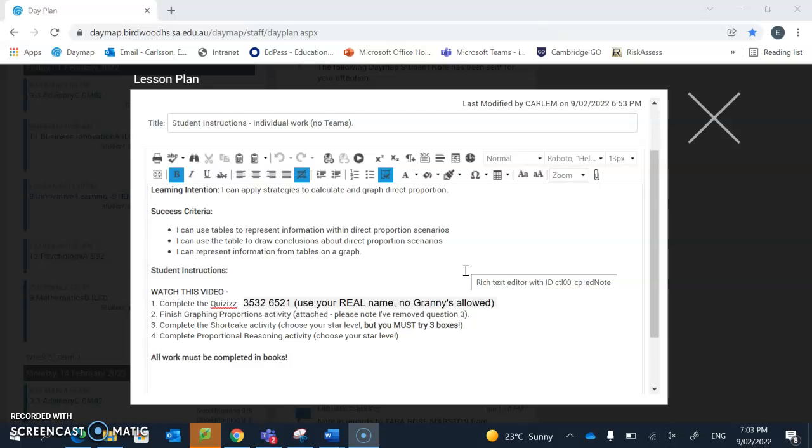And you can also represent information from tables on a graph. That should relate back to what we did sort of early term 4, late term 3 last year. So hopefully it's fresh in your mind. Like I say every lesson, guys, if you have any questions at all, please message me on Daymap, or call me on Teams or something like that, because I will be available all lesson to support you with your problems. So I'm just going to run you through the instructions now.